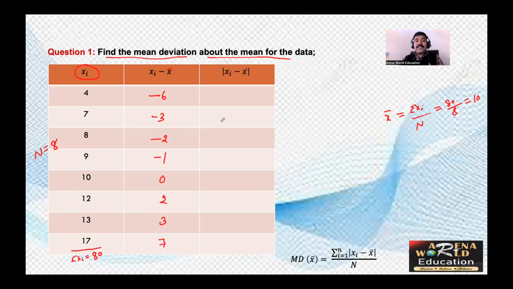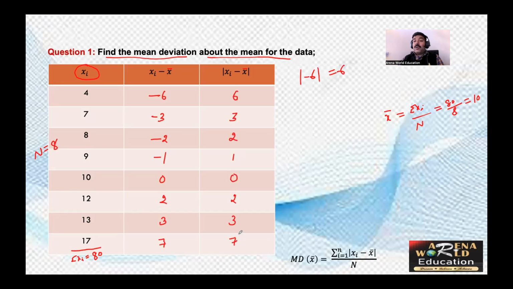Now, what is the next step? We will take its absolute value. Absolute value means whenever you find a negative number, its absolute value will be a positive number, right? So what is the absolute value of minus 6? It will be plus 6. Minus 3, it will be positive 3. Minus 2, it will be 2. Minus 1, it will be 1. And 0 is as it is. Positive numbers are as they are: 2, 3, and 7.